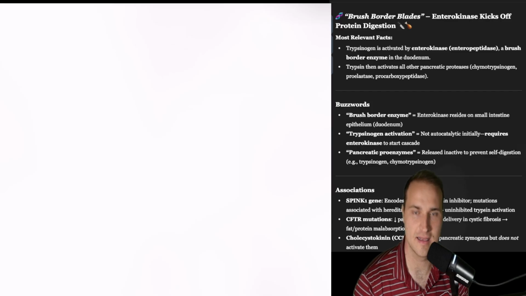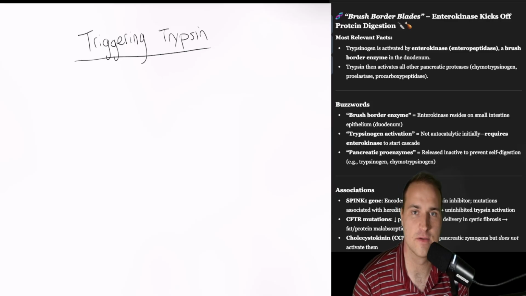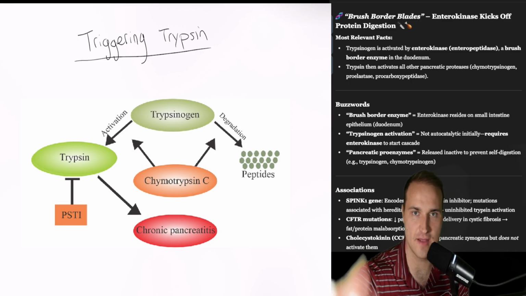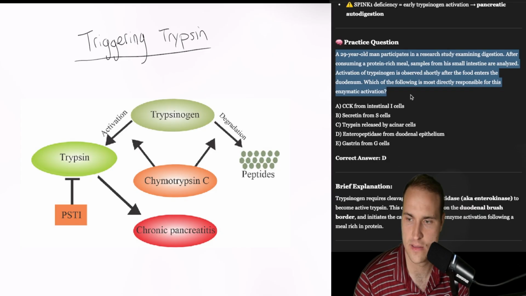Okay, for the next one, I like to call this triggering trypsin. So trypsinogen is activated by enterokinase, specifically enteropeptidase, in the duodenum. And then trypsin goes and activates other pancreatic zymogens, including itself. So here's our practice question.